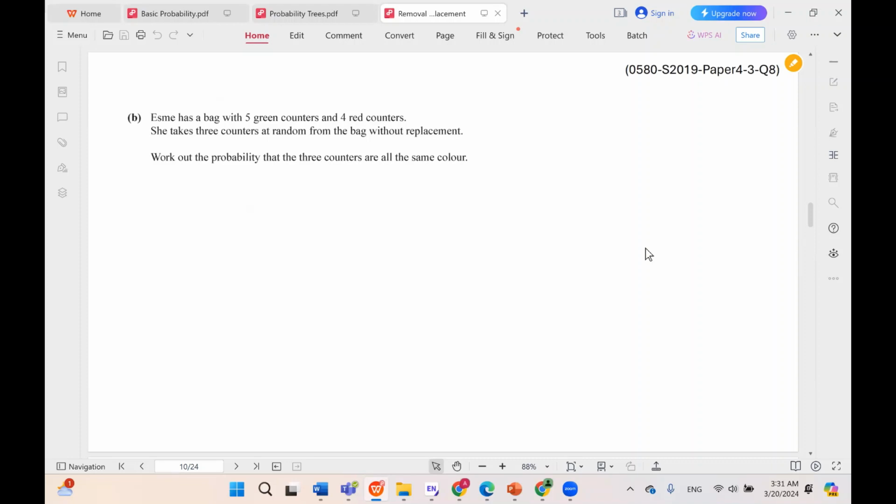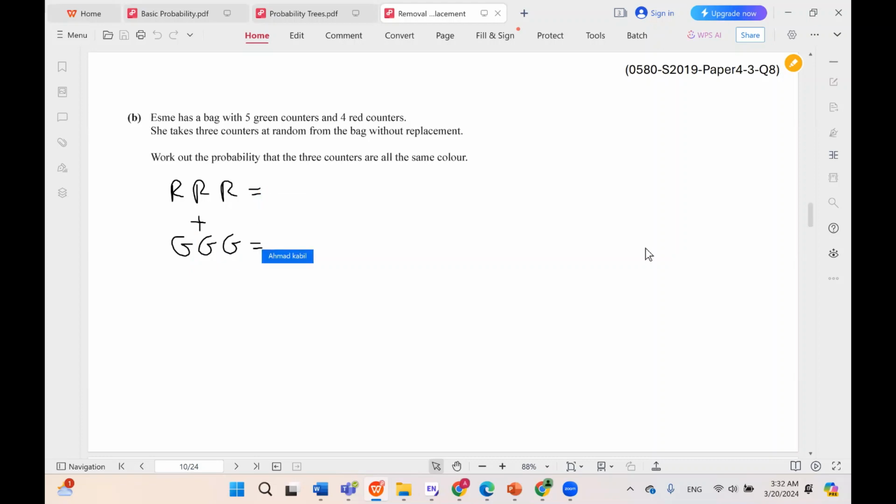Esme has a bag with 5 green counters and 4 red counters. She takes 3 counters at random from the bag without replacement. Work out the probability that the 3 counters are all the same color. So they are either green or red. So she can either take out red, red, red, or green, green, green. Since we said or, we have to add.